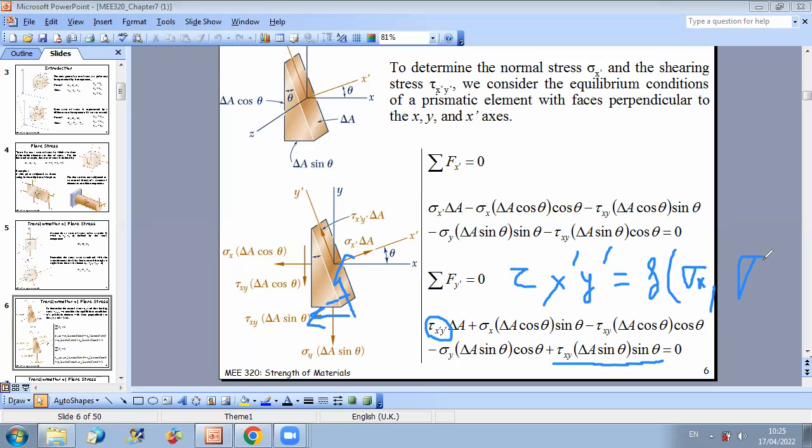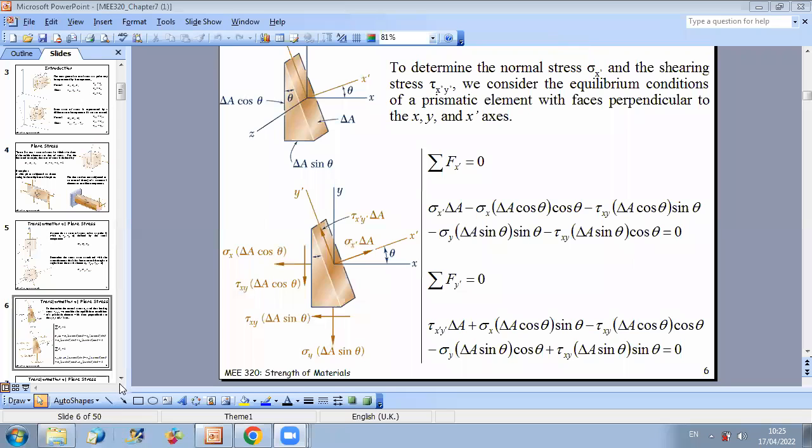So for each angle theta, you have a certain relation. So sigma x, sigma y, tau xy, and let us specify also that theta can be variable. So I can change theta as I like. For a certain specific value of theta, I can just express it as a function of sigma x, sigma y, and tau xy. But theta also can be a variable. So this is why we can consider that we can express sigma x prime and tau x prime y prime as a function of these four variables: sigma x, sigma y, tau xy, and theta.